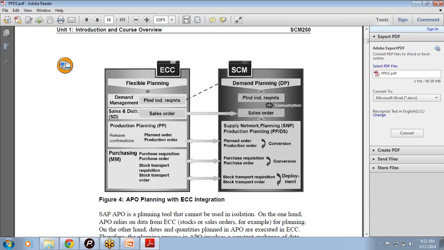Okay. So on the basis of these sales orders and forecasts, we do planning in SNP and PPDS. SNP is typically for medium to long term planning and PPDS is typically for short term planning. When we say short term planning, we are talking about up to a level of 1 month, say. This might vary from one company to another, whether they want to employ PPDS for 1 week or for 15 days or for 1 month time horizon. But typically SNP is for longer term planning and PPDS is for short term planning.